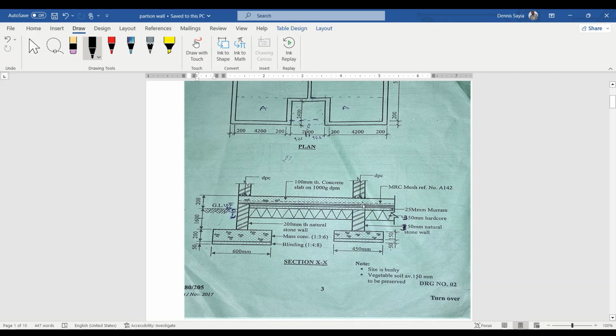And then we have the partitioning wall. The only difference is that this partitioning wall is 450 millimeters wide, and then the blinding is 50, same as the main wall. And then the mass concrete is 150, and then the stone wall is 150. Then we have 25 millimeters maram, and then we have the slab. We've been given the notes here. The site is bushy, and then vegetable soil, average 150 millimeters, is to be preserved.